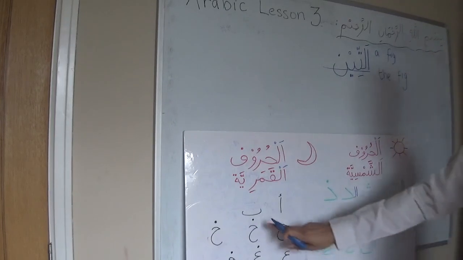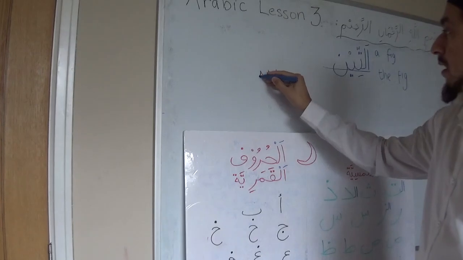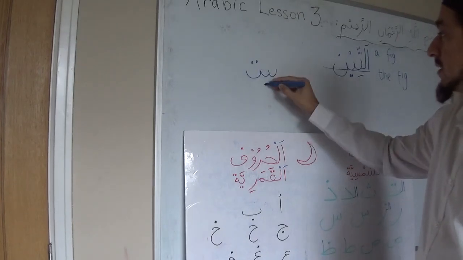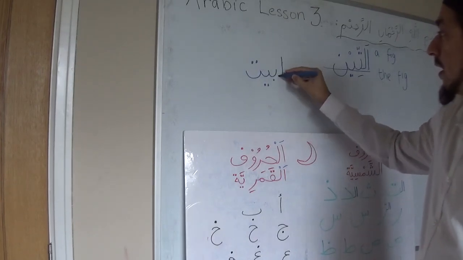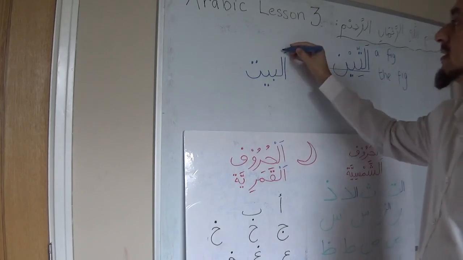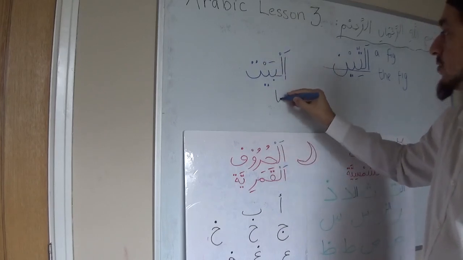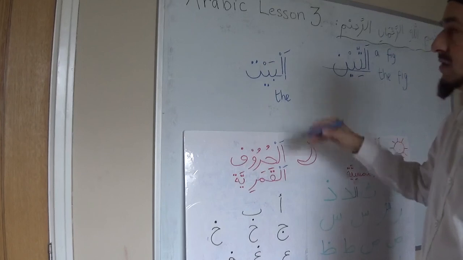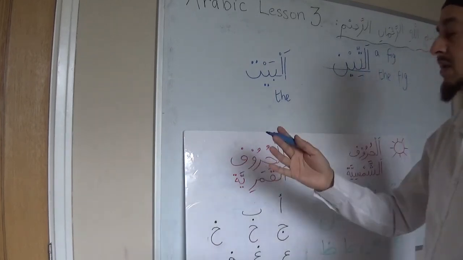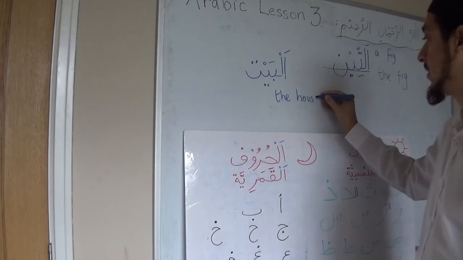So we've had as well from ba, we've had bait, as an example from the qamariyya side. A house, but now we're making it al or ab. It's al because it's from the qamariyya. Al-bayt, the house. We've changed it from a house, that could have been any house, now we're saying the house. We know, in a conversation, we're talking about a specific house.